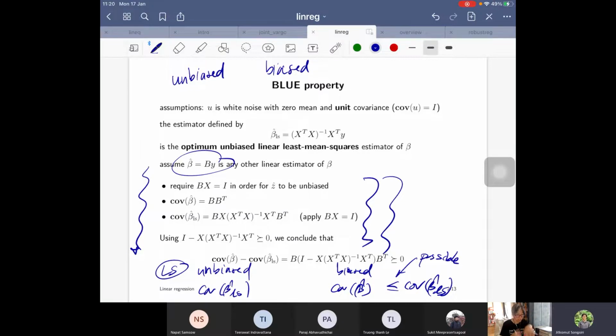But I'm saying that even if you have that result, it is still not a fair comparison, because even though the other estimator is better than least square in the sense that it has smaller covariance, still it is biased. So you have one advantage, but you still have one drawback here. So my point is, in most of the analysis, that's why they compare only among unbiased estimators. Okay, thank you.